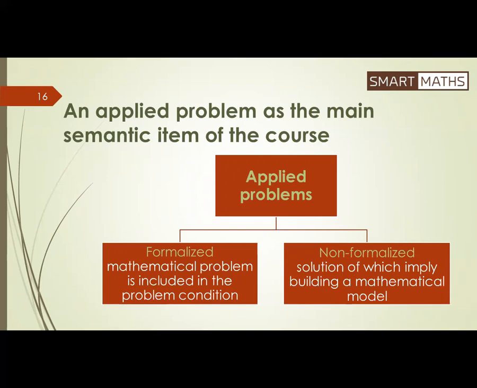The authors of the research choose an applied problem as the main semantic item of the course. At the same time, we take a problem that is given outside mathematics as an applied problem and it is solved by mathematical methods and ways. Applied problems can conditionally be divided into such ones where the mathematical problem is included in the problem condition, formalized, and those the solution of which does not imply building a mathematical model, non-formalized.